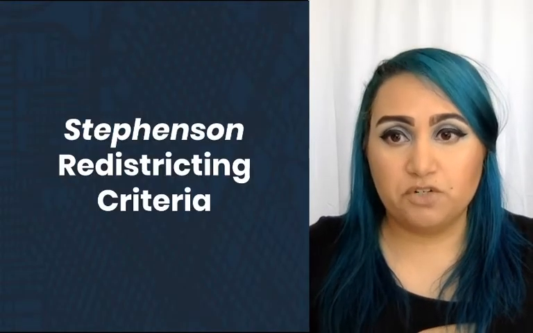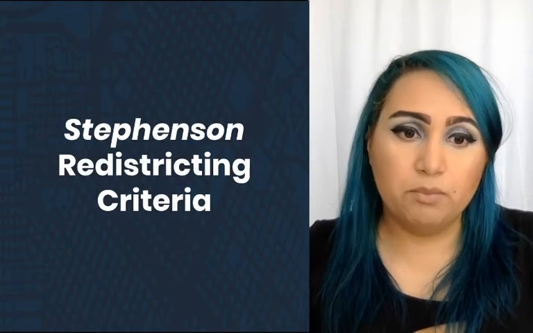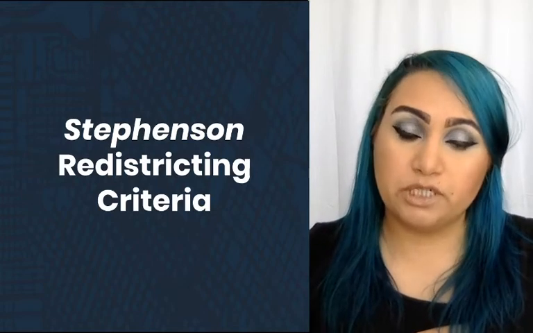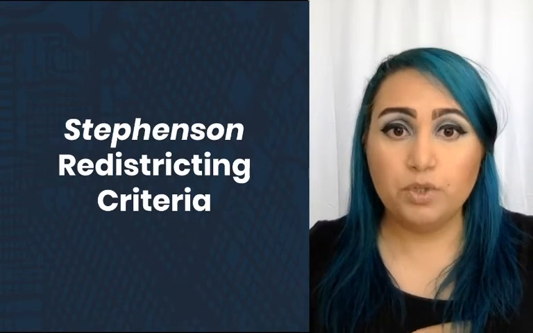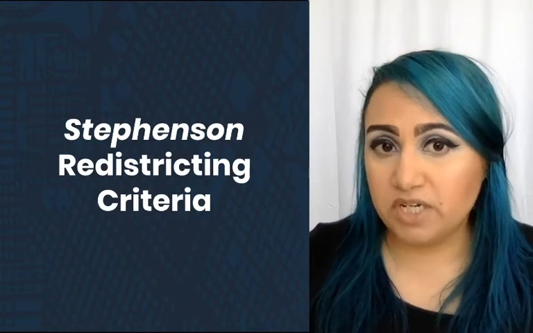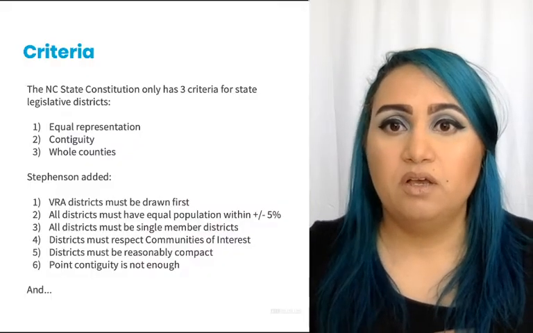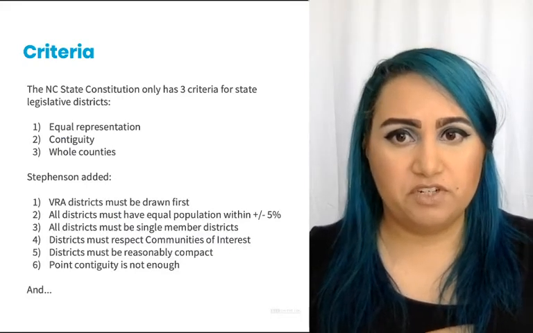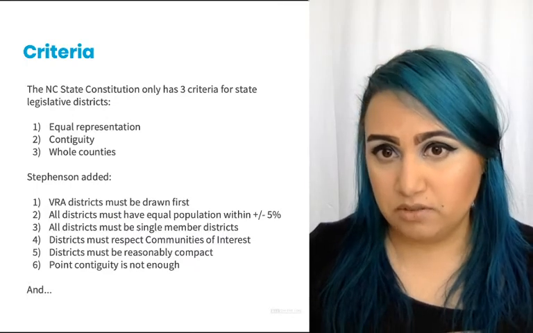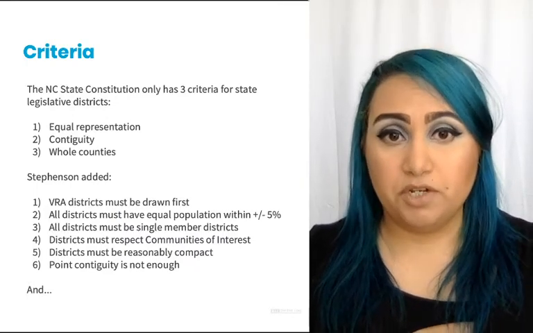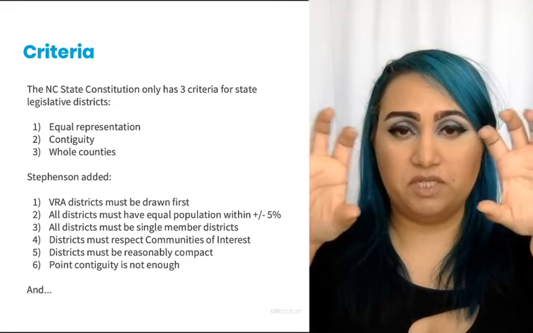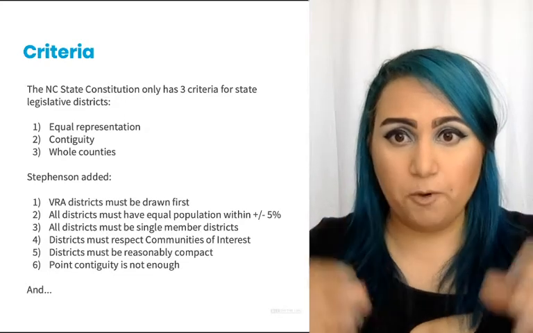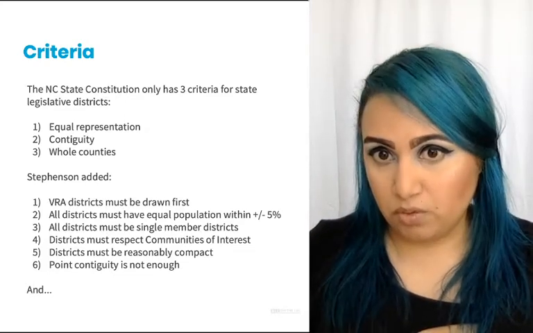Okay. The Stephenson redistricting criteria. So the whole county provision aspect is probably the most notable aspect, but there were some redistricting criteria that came out of the Stephenson case, which are important because, like I said, we didn't have a whole lot in the Constitution. So if you remember, the state constitution only really has 3 criteria for state legislative districts. So there has to be equal representation to some degree. There has to be contiguity, so you can't have 2 separate pieces of a district, or 2 pieces of districts that are separated. They have to be connected somehow, and the counties had to be kept whole.